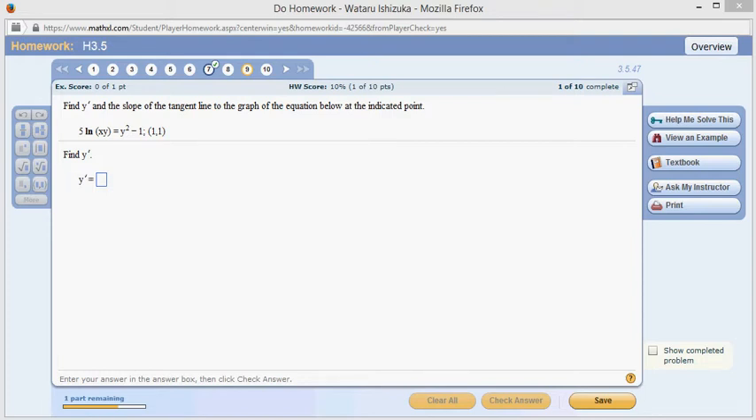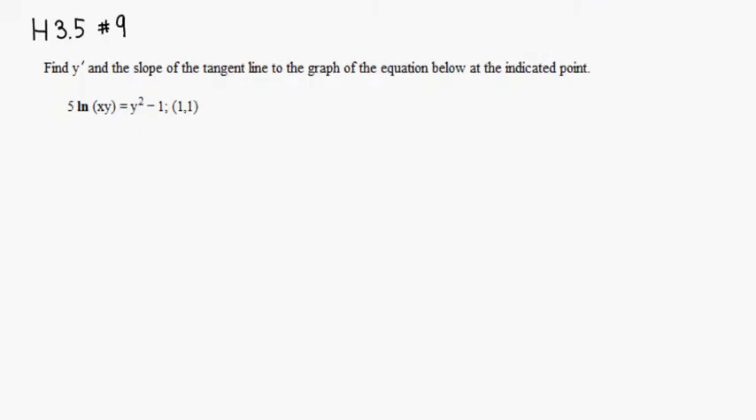Alright, let's look at homework 3.5, problem number 9. We want to find y prime, which is dy over dx, from this given equation, and we just need to evaluate it at (1, 1) to find the slope of the tangent line at that point. Alright, so let's do that.